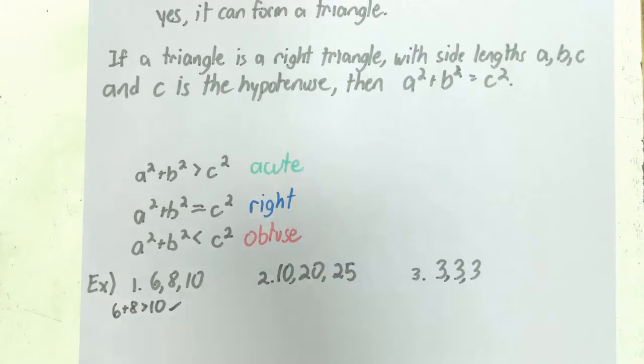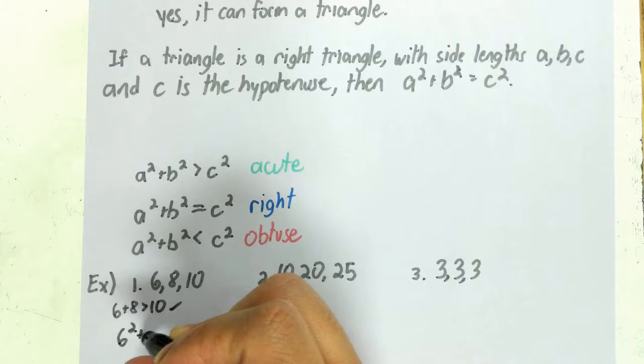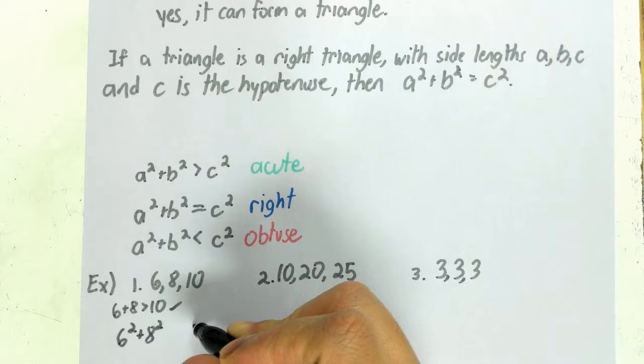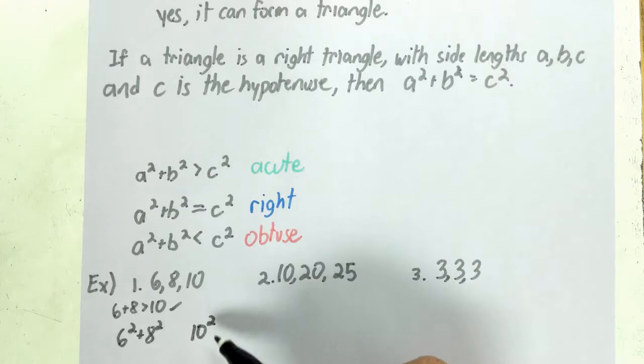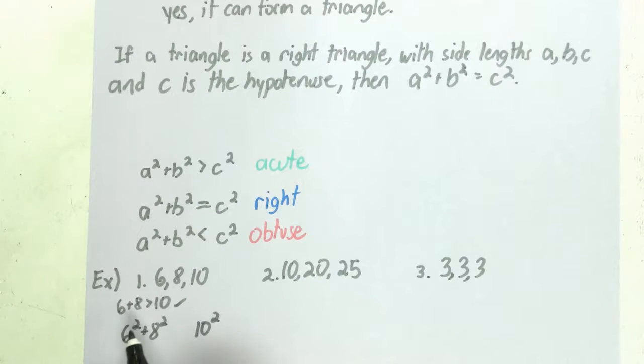So let's use our equation, a squared plus b squared, and compare it with c squared. We know 10 is c squared because c is the biggest number. A and b, we don't really care which one's a, which one's b. We can switch a and b around as long as 10 stays as c. It's the biggest number.